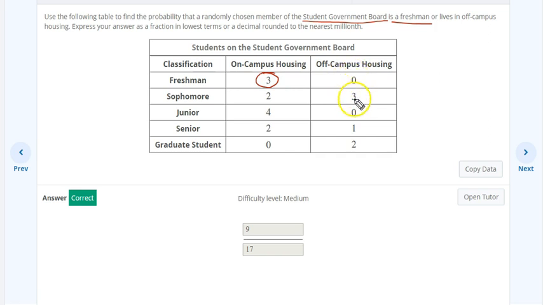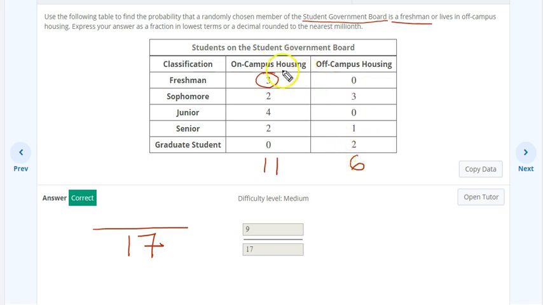So what we need to do is add this up. This is going to be 3, 4, 6. We're going to add this up now. This is 5 and 6 is 11. So our sample space now is 17. You see where we're getting it from.